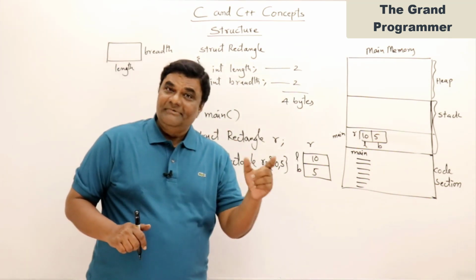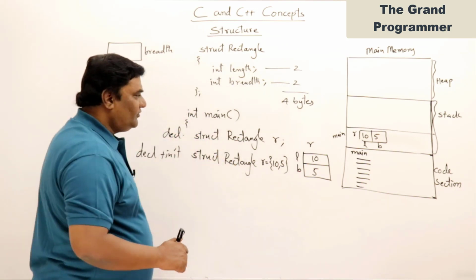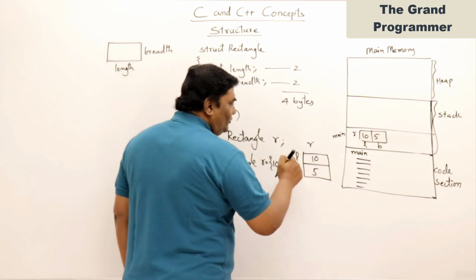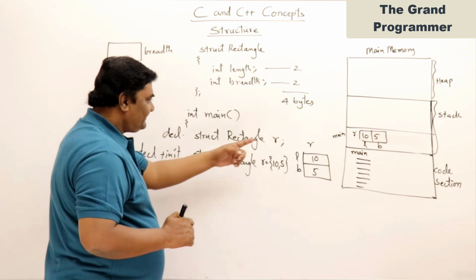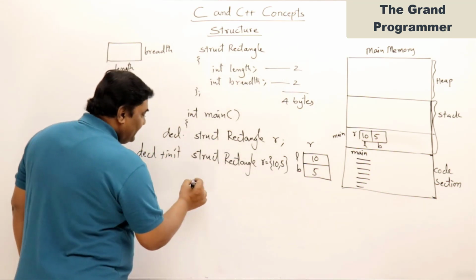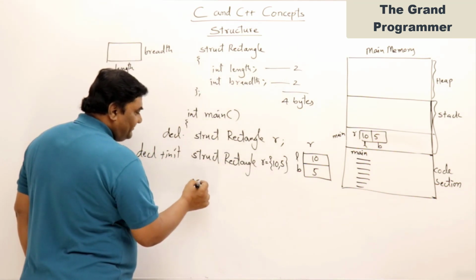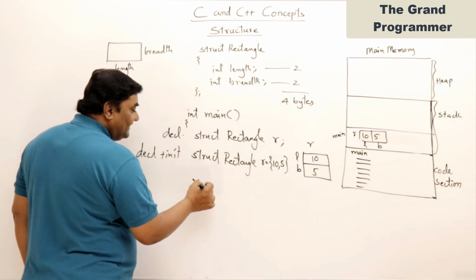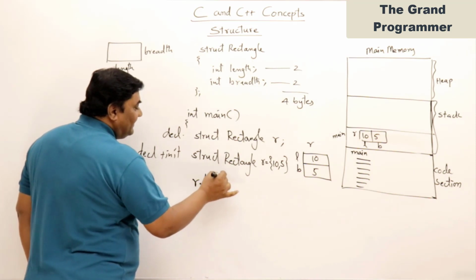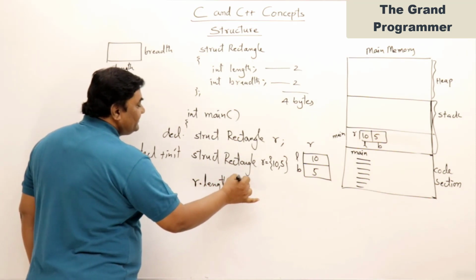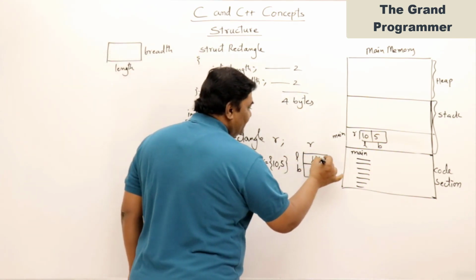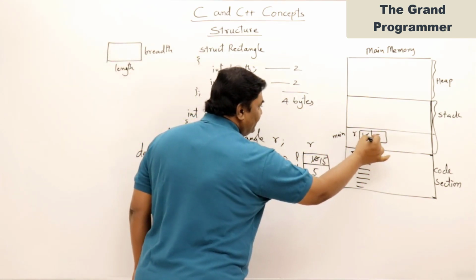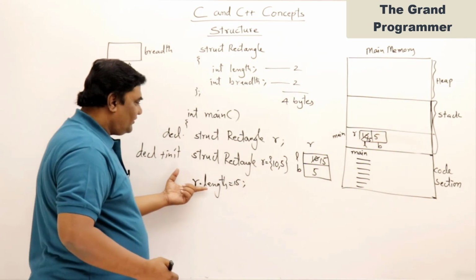Now how to access the members of this structure? Suppose I want to access this length and modify it to 15. For accessing the members of a structure, we should use the structure variable name and a dot, then length. So this is R dot length, assign 15. So this value will be changed to 15, right? So it is changed to 15 in the memory. So this is how we can access.